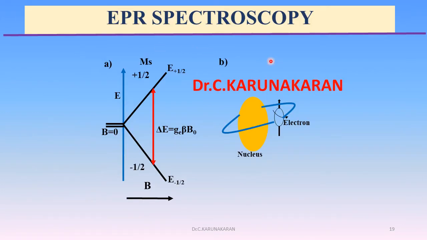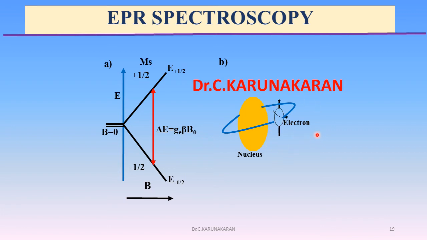We'll quickly see EPR spectroscopy. In the absence of a magnetic field, the two spin states are degenerate. In the presence of an external applied field, the two states split. The energy of separation is given by g e beta B naught, as we have seen earlier. Beta is the Bohr magneton, g e is the g value, and B naught is the applied field strength. The resonance condition is h nu equal to g e beta B naught.